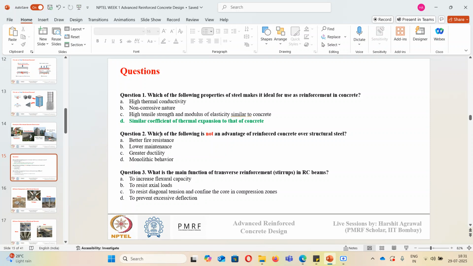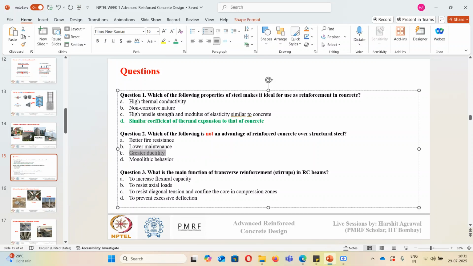Question number 2: which of the following is not an advantage of reinforced concrete over structural steel? So the correct answer for this will be C, greater ductility. Why? We know reinforced concrete offers many advantages like better fire resistance, lower maintenance, and composite or monolithic behavior, acting as a single unit.